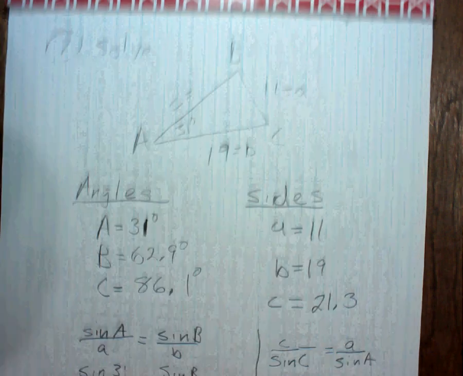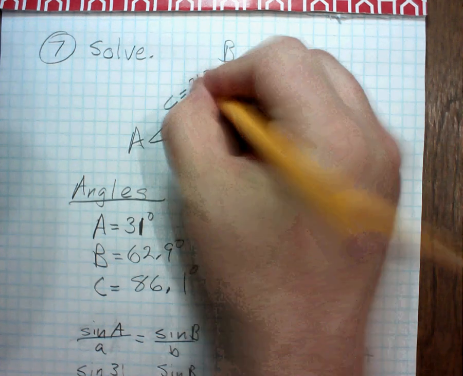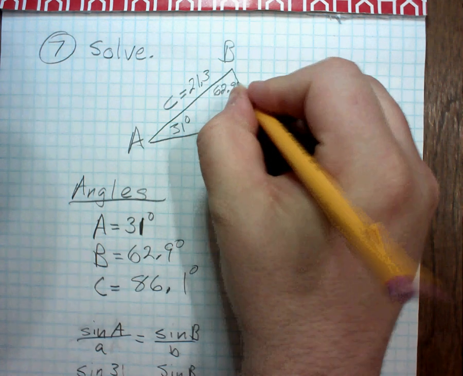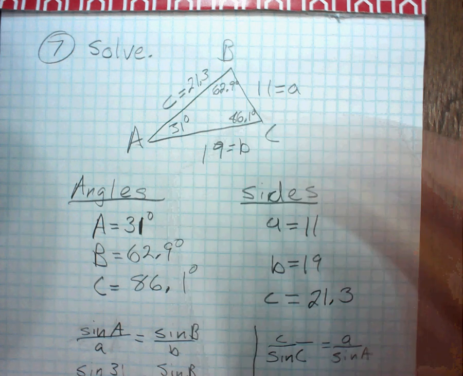So now if I were to label the triangle, what I have is 21.3, angle B is 62.9 degrees, angle C is 86.1 degrees, and that's it.